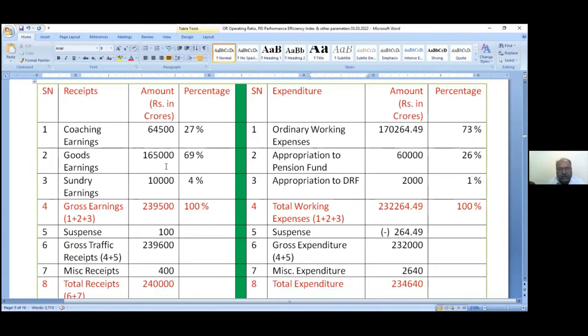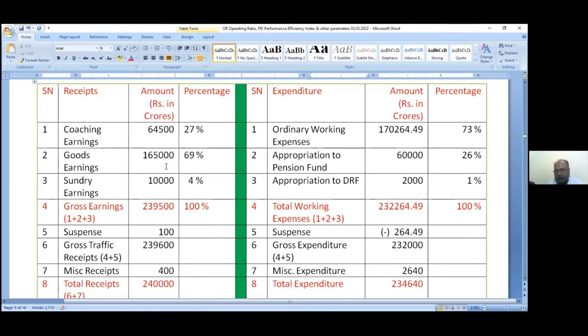If you check the share of coaching earnings, it is 27%. Share of goods earnings is 69 or 70%. And sundry earnings share is 4%. But the Railway Board target for sundry earnings share is 10%. That means we are still lagging behind our target of 10%. Worldwide, the NFR, non-fare revenue or sundry earnings share, is 20% of total earnings. But in our Indian Railways, it is a very meager 4%.